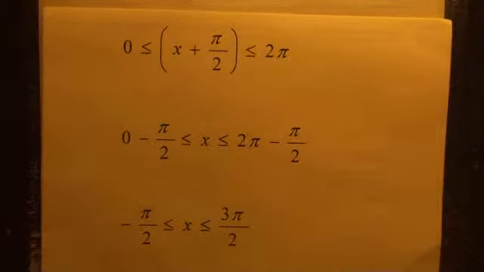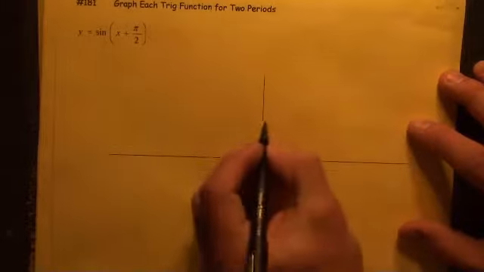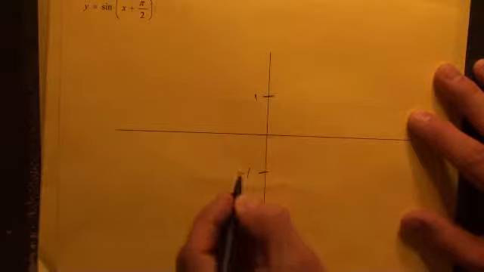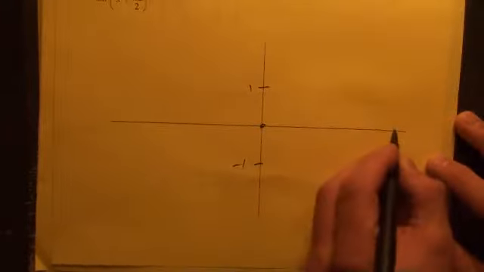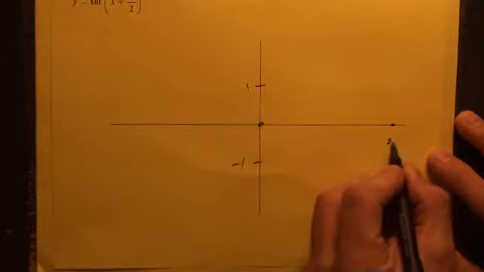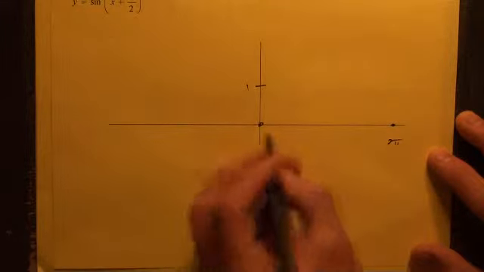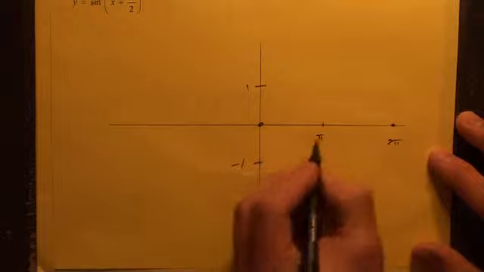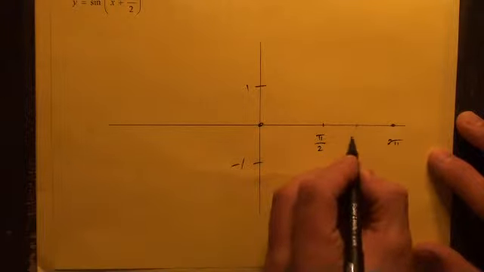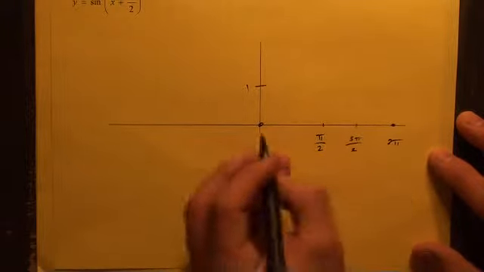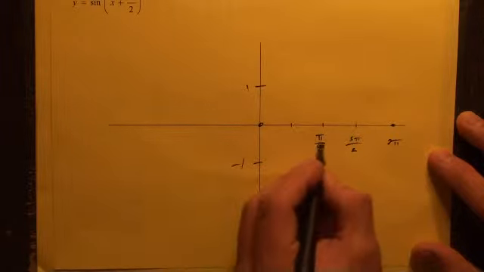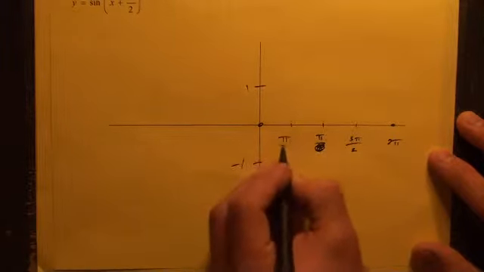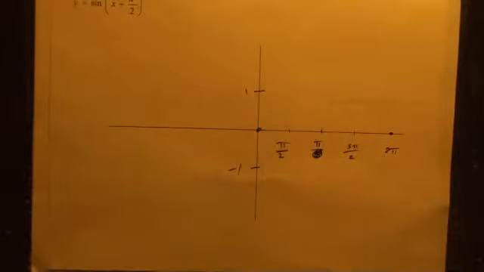Then head over to the graph, and up 1, down 1. We're going from 0 over to 2 pi, typically. And we typically have a pi over 2 in the middle, 3 pi over 2 here, and, excuse me, pi in the middle, and pi over 2. There we go.